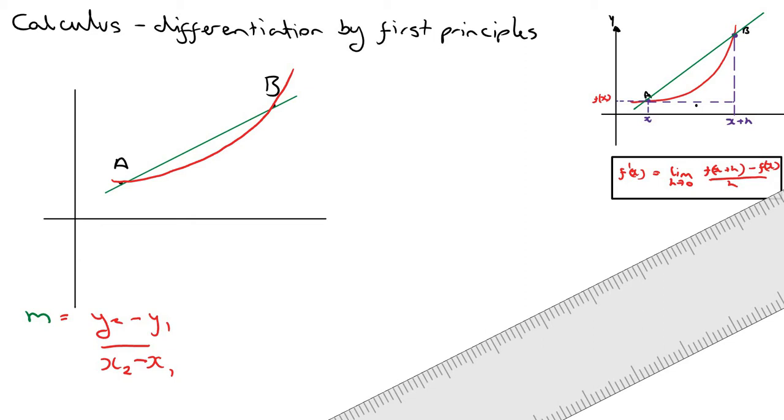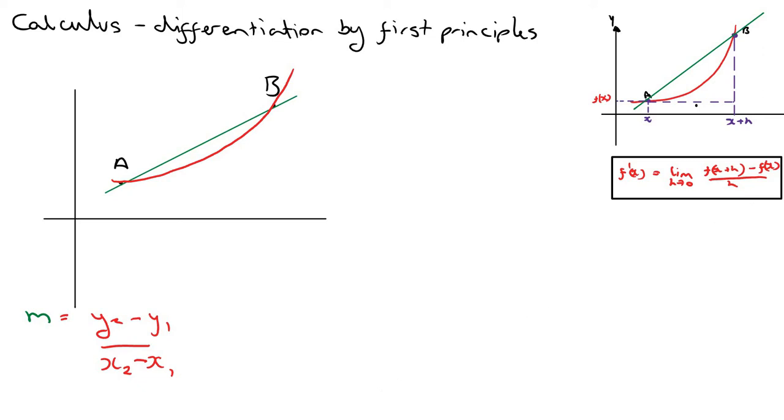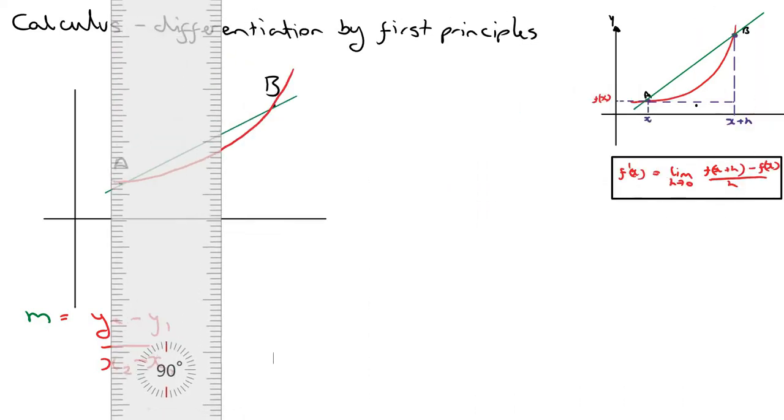What I'm going to do now is try and come up with a formula that allows us to work out the slope at any point on that curve, which is actually differentiation by first principles. Differentiation is just the rate of change. So it's the rate of change of y with respect to the rate of change of x. Okay, so what I'm going to do is I'm going to give my points A and B some coordinates.